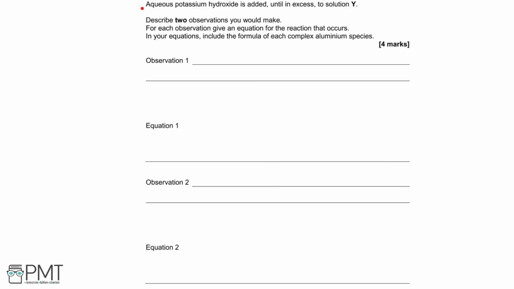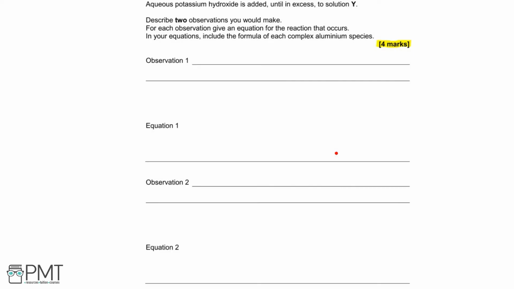Aqueous potassium hydroxide is added until in excess to solution Y. Describe 2 observations you would make. For each observation, give an equation for the reaction as it occurs. In your equations, include the formula of each complex aluminium species. This question is worth 4 marks. So we're going to get 1 mark for each observation and 1 mark for each equation.